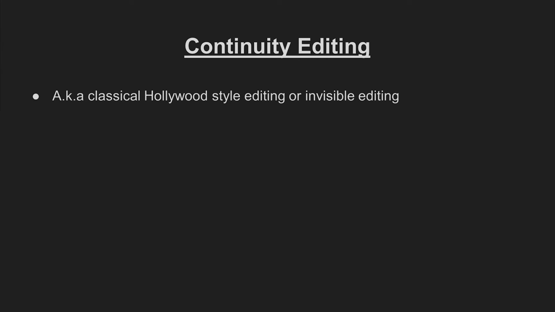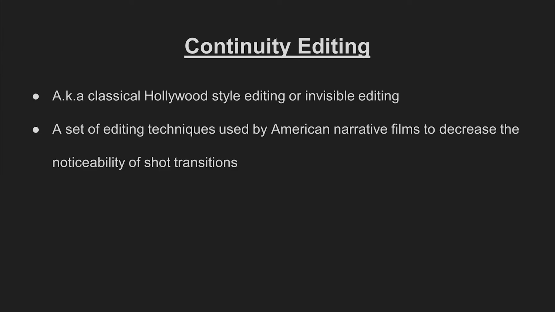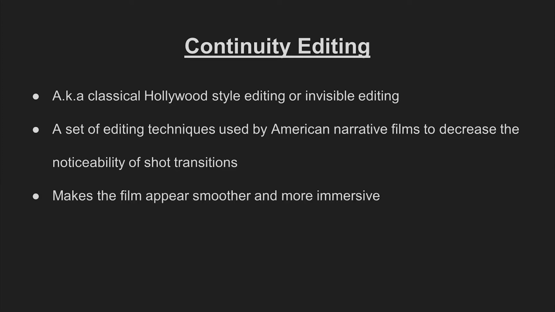Continuity editing, also known as Hollywood-style editing or invisible editing, is a set of techniques commonly used in American narrative films to mask transitions. Although, truth be told, you can see them used in most films, anywhere. When employing these techniques, the jarring nature of cuts are minimized, and films can feel incredibly smooth and immersive.